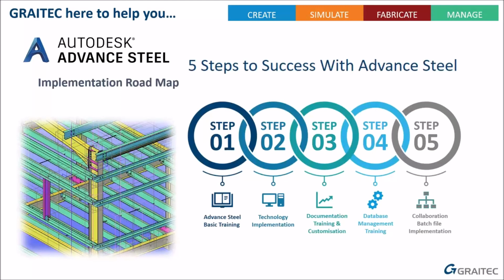Get some training. You wouldn't buy a brand new piece of industrial machinery and try and fumble through guessing how to use it. You'd get trained on that, wouldn't you? This is a major tool for you. Get the right training. But even the training is just the first step on your journey to being efficient with advanced steel. You've got to implement advanced steel correctly. So that means installing it correctly, setting up the basic settings and options within advanced steel, creating the right borders and title blocks for your drawings and things like that. So that's an important task to do.